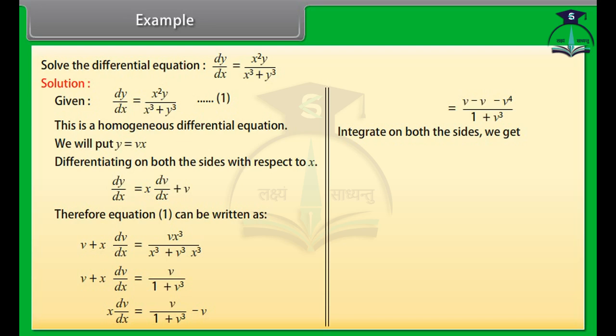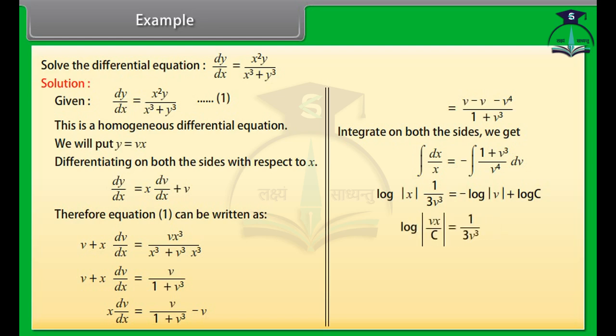Integrate on both the sides, we get the integral of 1/x with respect to x equals minus the integral of (1 + v³)/v⁴ with respect to v. Log|x| = 1/(3v³) - log|v| + log c.